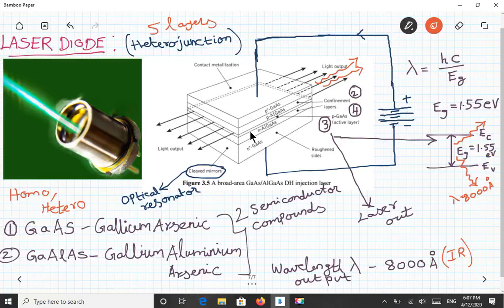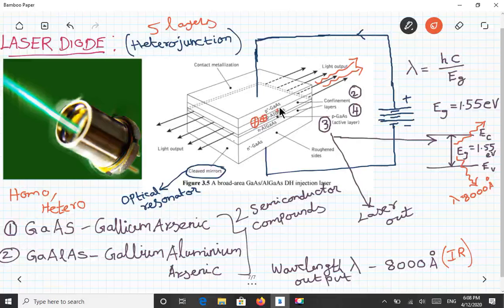Okay, now this is the 5 layer system. The P is connected with the battery's positive and the N is connected with the negative, so negative is connected with the N type. Once electrons are injected into the N, and on the positive side electrons are sucked by the positive, holes will be created here. Once the P type has been filled with holes, these are the holes.